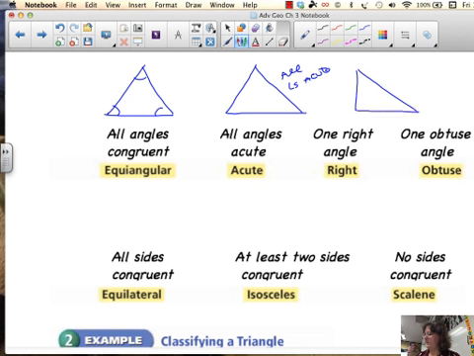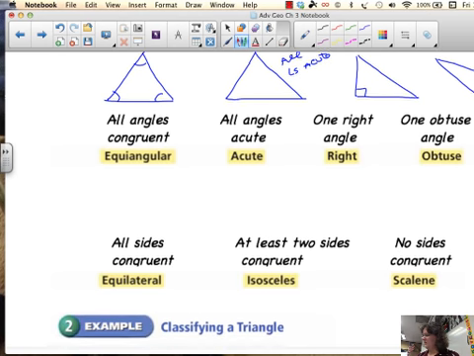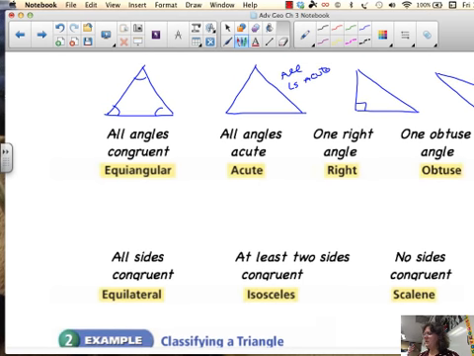So if I draw a triangle, you can only have one right angle in a triangle. So if I have a right angle, then it's called a right triangle. And if I have an obtuse angle, then it's called an obtuse triangle. So each one of these deals with angles in the triangle, and then the next row deals with sides.